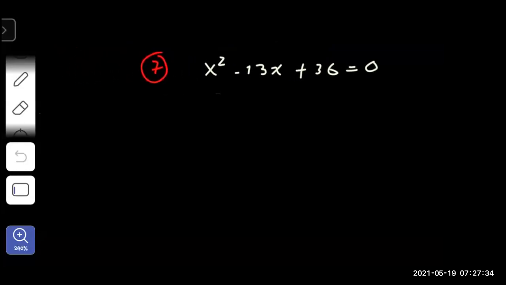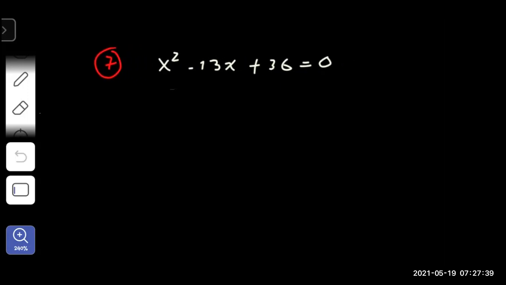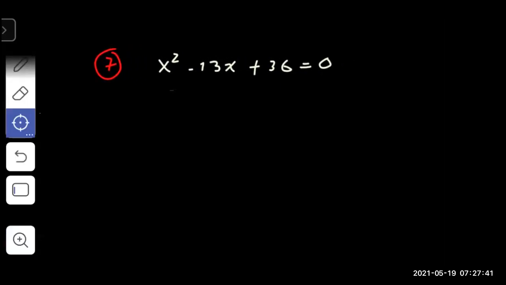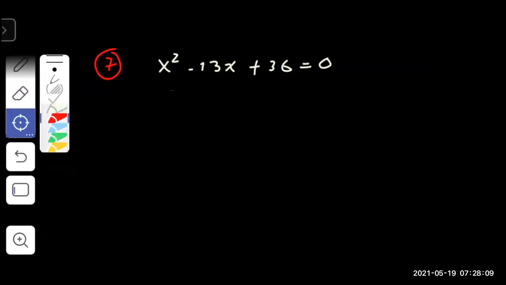Let's have a quick look at example number 7. We're going to use the same idea. We have x squared minus 13x plus 36. You may be tempted to say that this is a perfect square, because if you factor x squared as x and x, and 36 as 6 and 6, it looks like one. But 6 times 2 would be 12, and this is 13, so it's different. It looks like a perfect square, but please don't be deceived. This is not a perfect square trinomial.